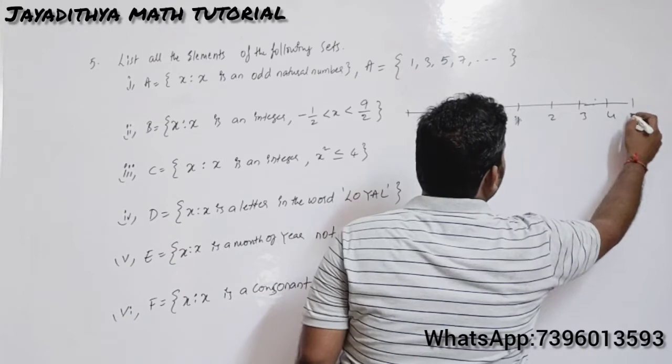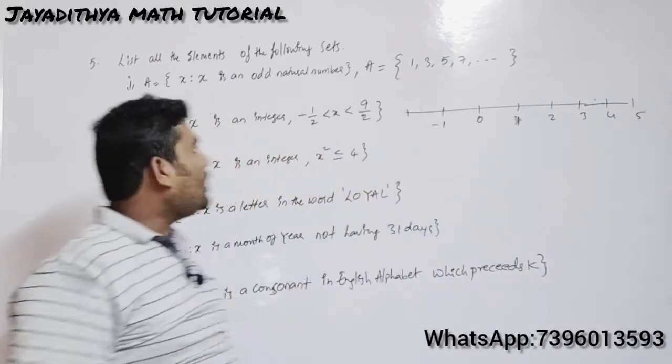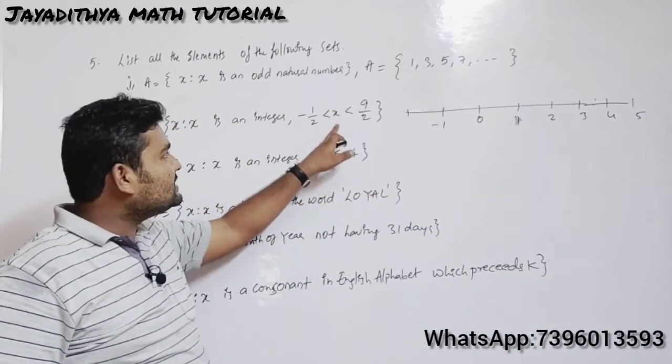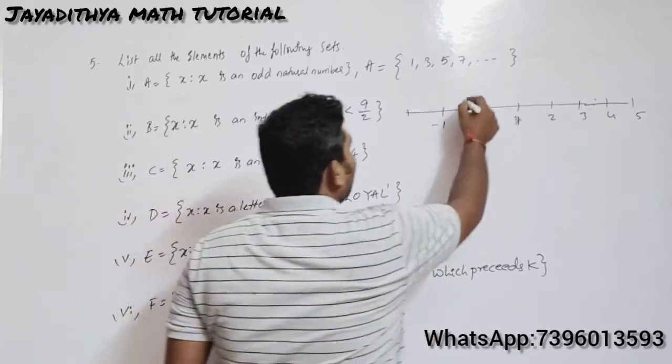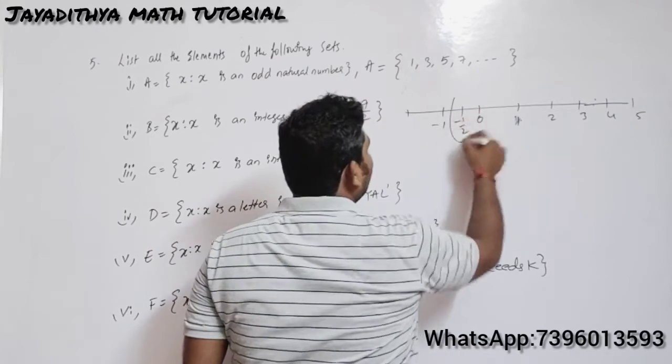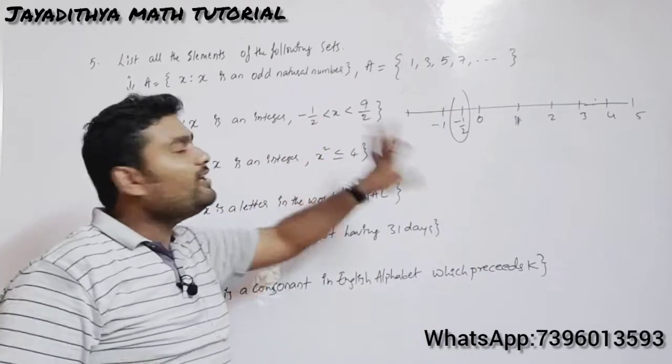This is 4 and this is 5. Right now, what are the limits he has given? That is x should be greater than -1/2. Where will -1/2 lie? So -1/2 will be somewhere here, right? So here you will be having -1/2, and where will be 9/2?